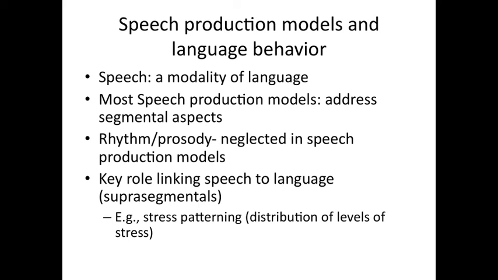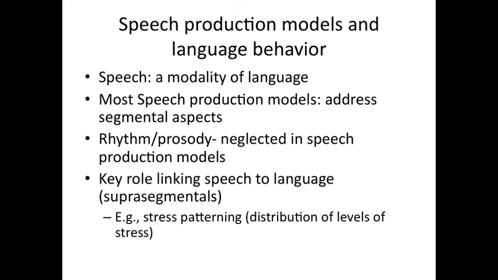Then another model that we're going to talk about is speech production models and language behavior. So far, the models that I talked about, the connectionist model, the target models, the dynamic systems model, and the feedback model, all I talked about was speech production, and I never talked about how language plays a role in speech, right? It's very important. What I've been addressing so far is the segmental aspects of speech, which is your consonant and vowel production. But we've never talked about rhythm or prosody because that usually gets neglected in speech production models.